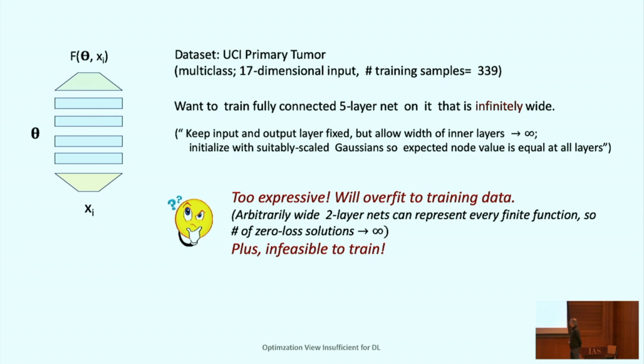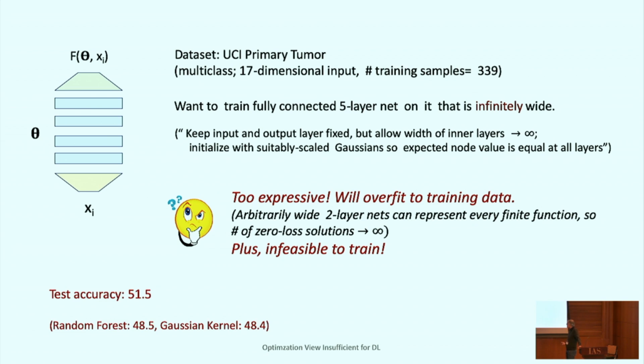It'll overfit the training data, because if you remember the representation theorem for neural nets, even if you have 2 layers and an infinitely wide middle layer, you can represent any finite function. So that shows that the number of zero-loss solutions goes to infinity. So it's infeasible to train as well. So, what is the point of studying these questions?